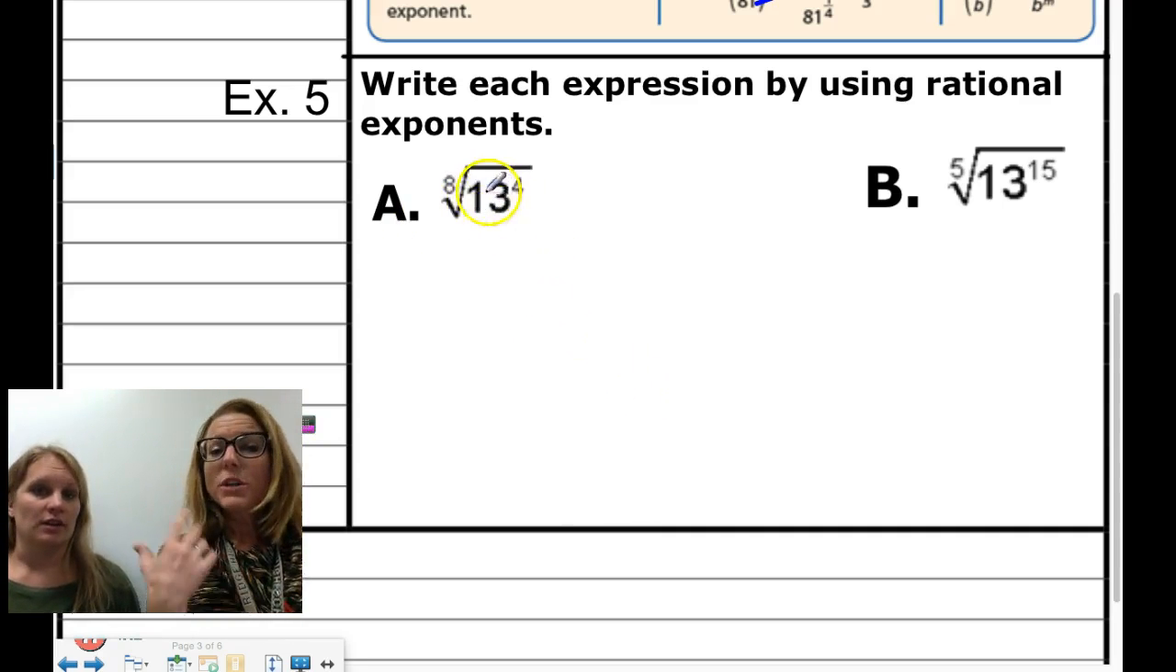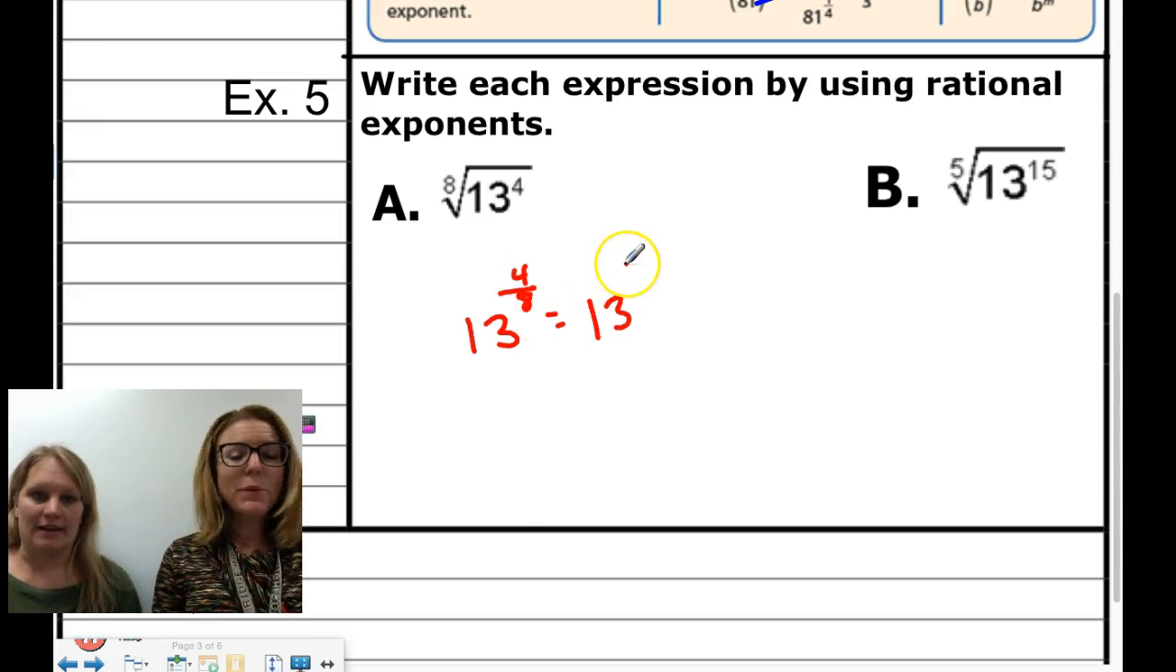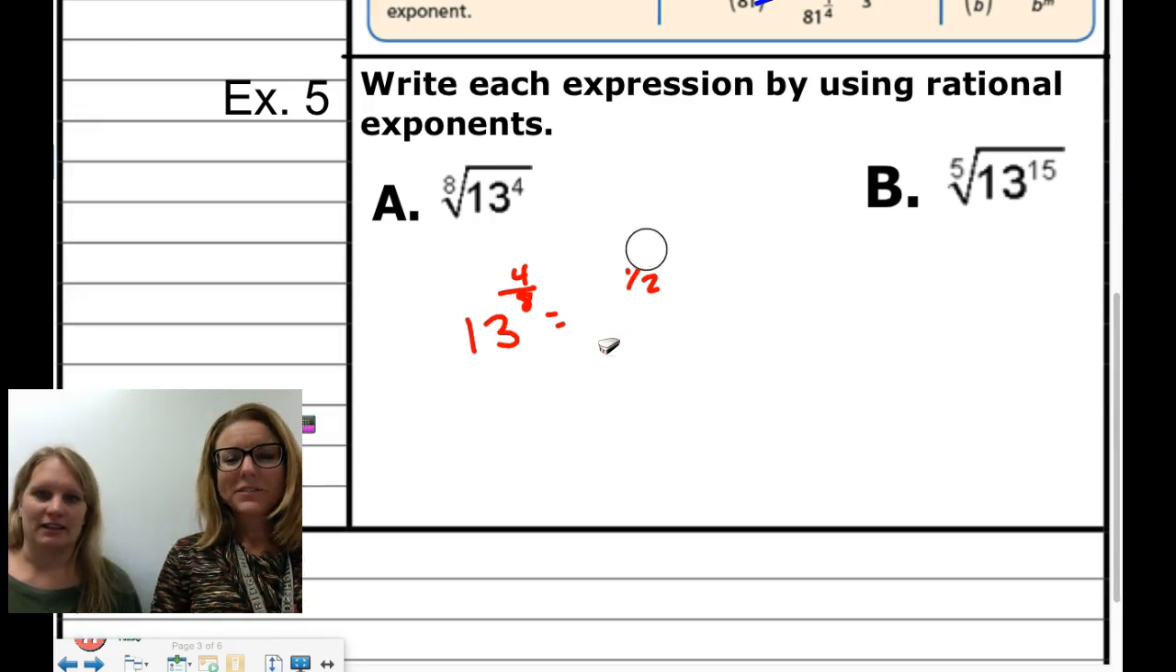All right, let's check that. So we start with our big number 13. This is our bottom of the fraction, and that goes on top. But 4 over 8 we can simplify to 1/2, the same as 13 to the 1/2, and we leave it like that. All right, 13 to the 1/2.